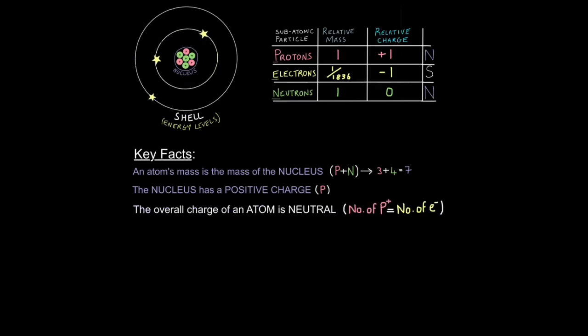Also very important, the overall charge of an atom is neutral, and that's because the number of protons with a positive charge equal the number of electrons with a negative charge. So you can see 3 protons in the nucleus and 3 electrons whizzing around the outside which have a negative charge. So even though electrons are much smaller in terms of mass, they still carry the same amount of charge, but in the opposite way, so negative as opposed to positive.